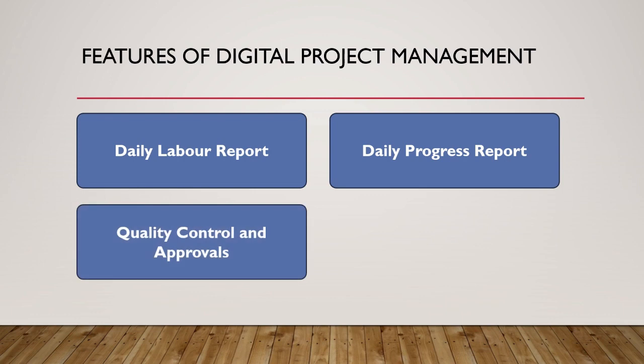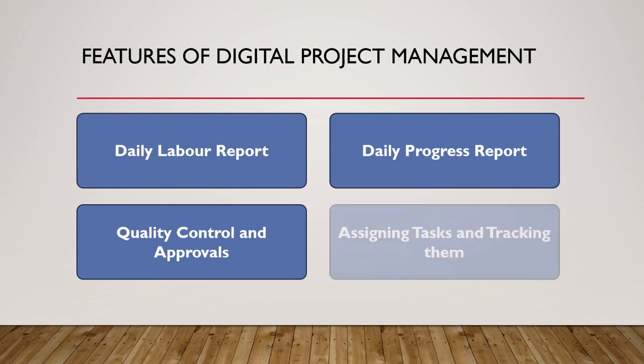You can enable quality controls and approvals to make sure that whatever gets reported is checked and approved by somebody appropriately authorized to do so. And you can also assign tasks and track them within the team. So, collaborative project management. All of these things are easily made possible for all kinds of construction projects in Bandhoo's super app. So let's get going and I'll show you some more videos of how you can actually do this.